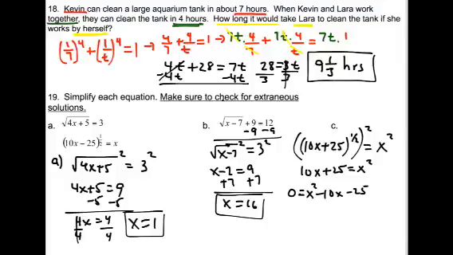Quick correction, this is a minus, whoops. And so that's going to change that. And so that's going to make that a plus. And that makes all the difference in the world. Because now I can factor this quadratic as x minus 5 squared. So x is 5.